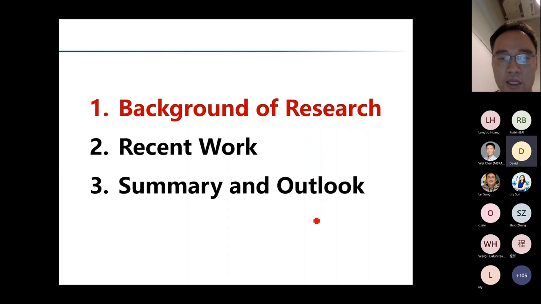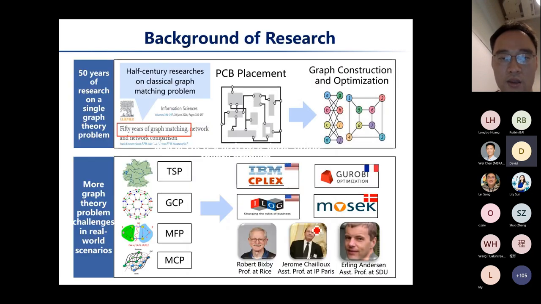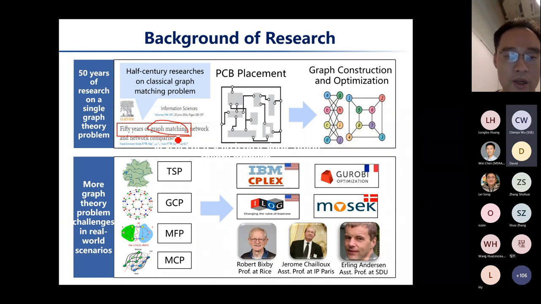Firstly, I will give some background introduction. In terms of combinatorial optimization, just as Professor Bai said, we have many applications and many interesting problems. For example, graph matching: we have almost 50 years of research on this specific problem, which is hard in general. We can also find some interesting applications in EDA for electronic design. And on the other hand, many classic graph problems can be converted to some standard problems like MIP.